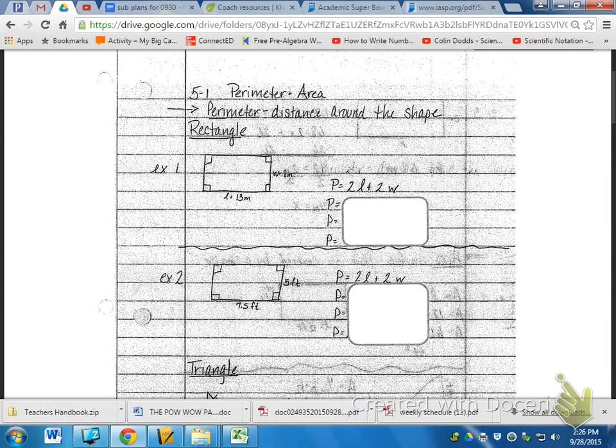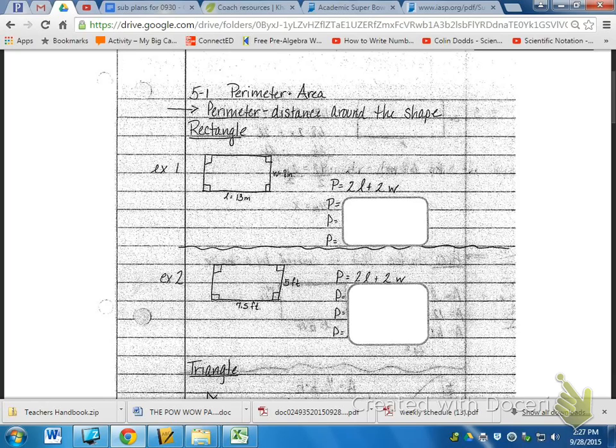This is Lesson 5-1, Perimeter and Area. So we're starting Chapter 5 off, finding perimeter and areas of rectangles and triangles. The thing is, when you're doing these, you're going to end up setting up equations and solving for a missing part, just like we did at the end of Chapter 4. So let's start off with perimeter.